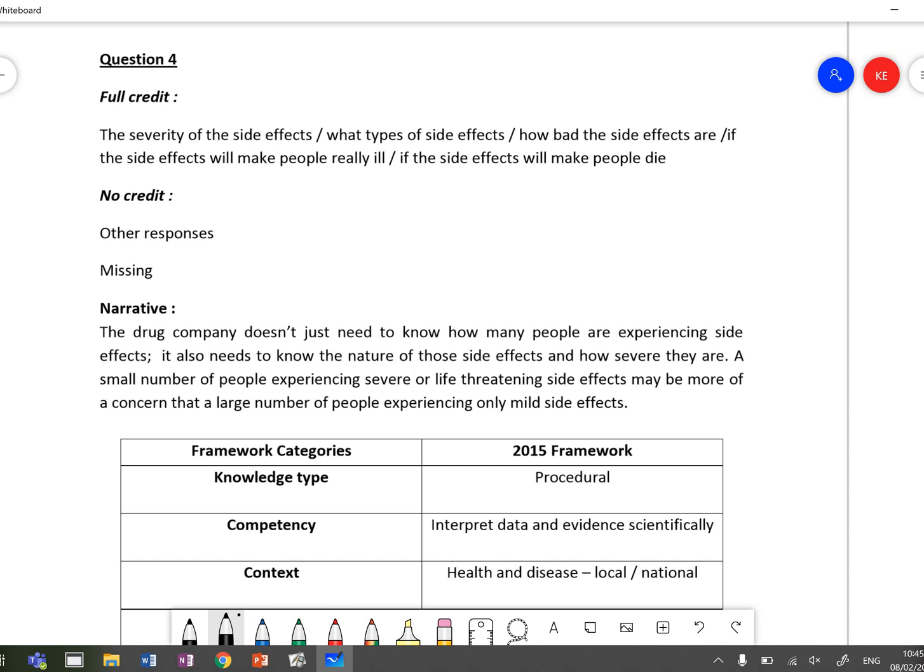Okay, so as well as knowing how many people are experiencing side effects, they need to know more specifically what those side effects are.